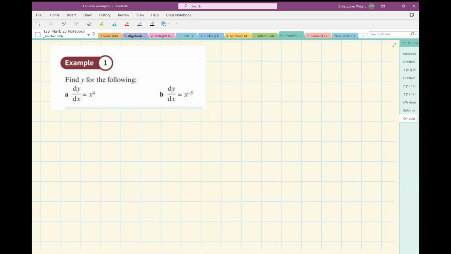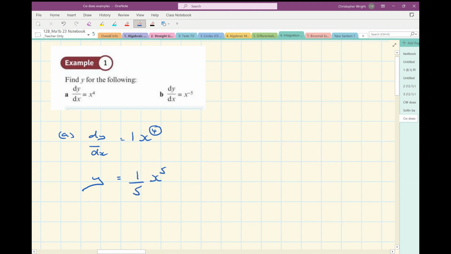Example 1. Okay, so part A here, I've got dy by dx equals x to the power of 4. I'm going to write that as 1 times x to the power of 4 and show the coefficient. So to integrate, I'm going to add 1 to my old power to give me my new power of 5, divide my new power into the coefficient, and give x to the new power. And don't forget to add the constant term.